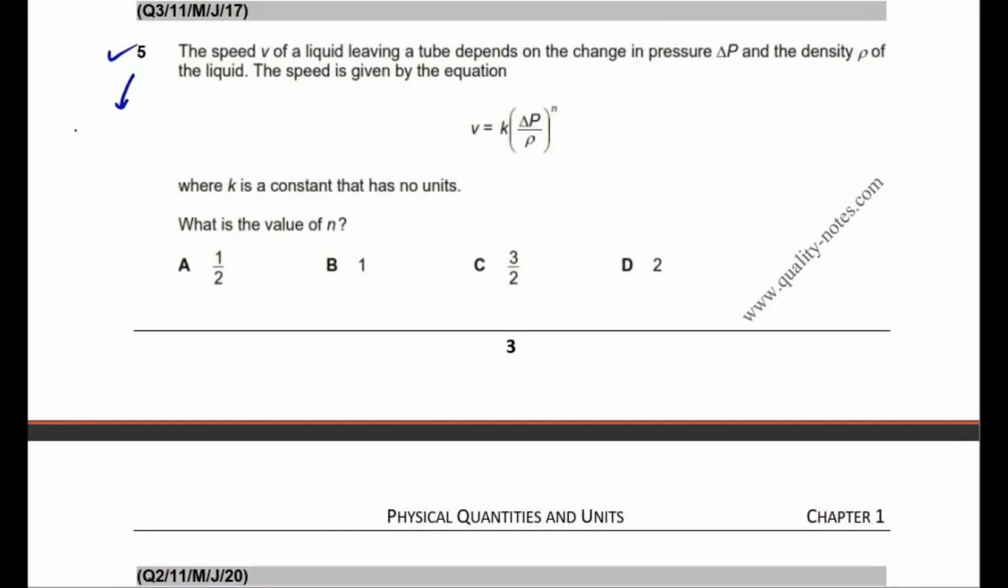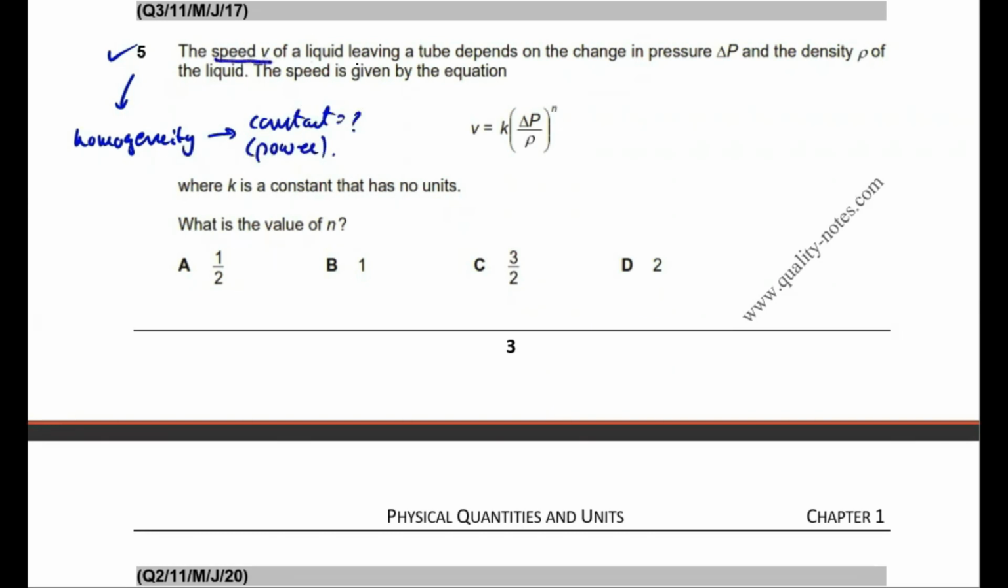Students, this question is about homogeneity of a physical equation. In this question, students, we will use the property of homogeneity of a physical equation to determine the value of a constant. That constant is actually one of the powers in the equation. So let's read the question first.